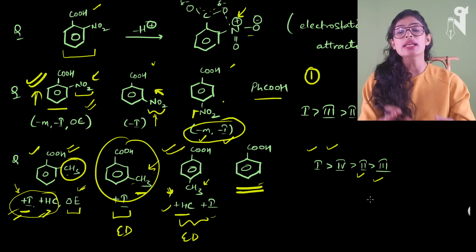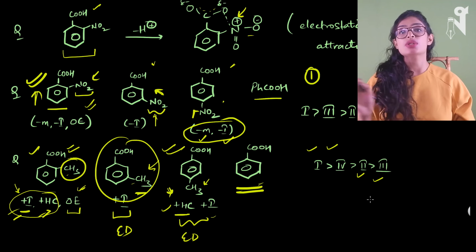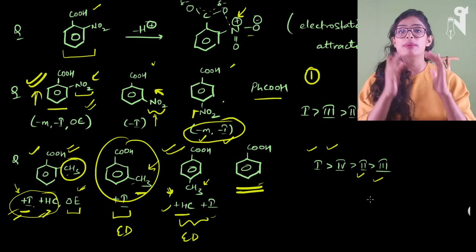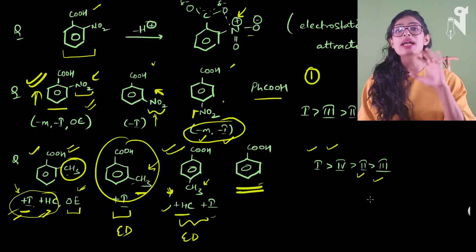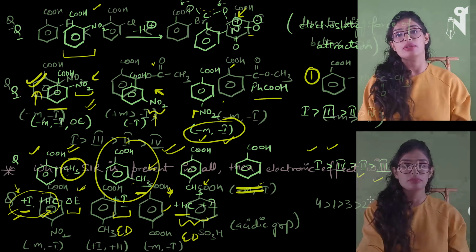Understand this very carefully. You should write the effects of each and every group present along with the benzene and COOH, so that you can understand their application. You can understand what different effects are working, how they play their part, and how they increase or decrease the acidic strength.